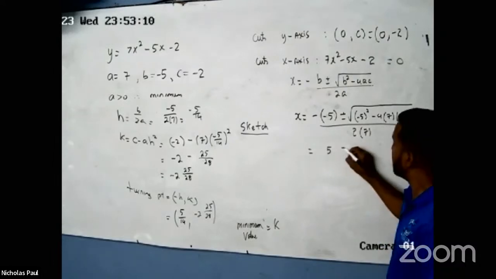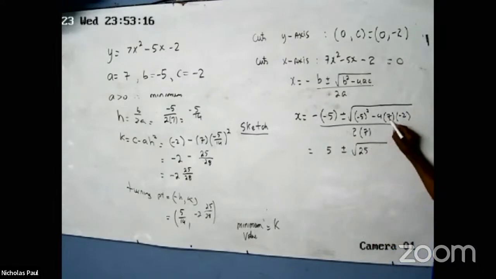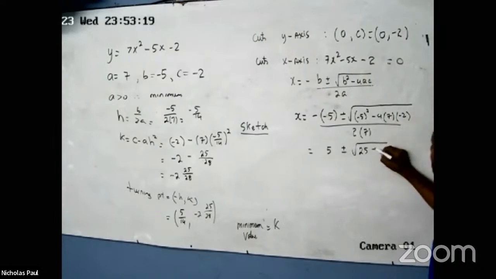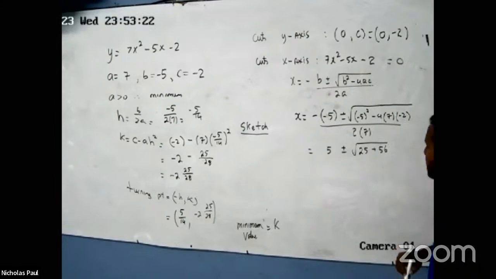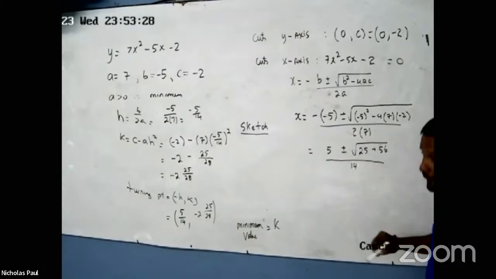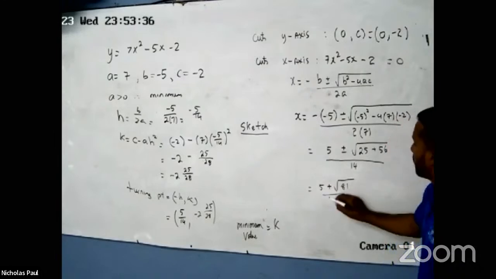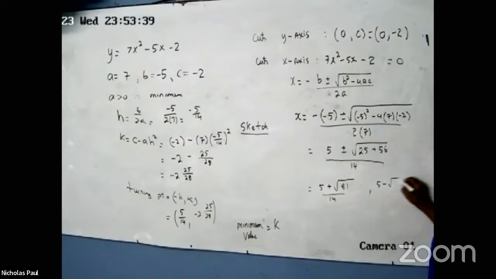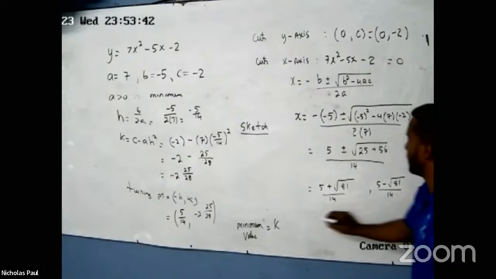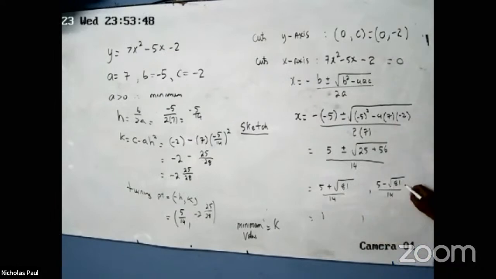This is 5 plus or minus the square root of 25. 4 by 7 is that's a plus, right? So that's 4 by 7 by 2, which is 56. All over 14. Are you okay with that? So now we will get 5 plus the square root of 81 all over 14, and 5 minus the square root of 81 all over 14. 5 plus 9 is 14, and 14 over 14 is 1. 5 minus 9 is minus 4, that's minus 2 sevenths.